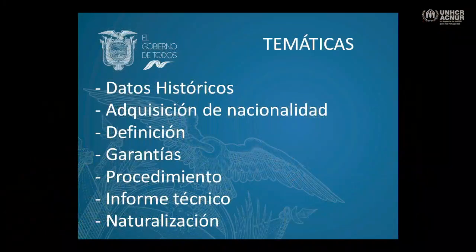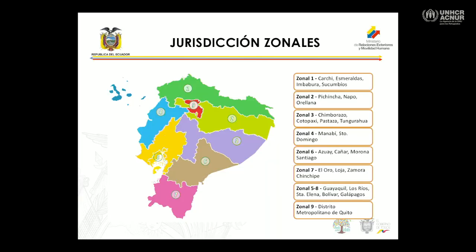The topics we are proposing are the historical data, the acquisition guarantee procedures, and technical reports regarding the nationality and naturalization. To go into the context, I would like to pinpoint the map of my country here, and I would like to let you know that we have these zone coordinations in each one of the representations that you see depicted on the map.